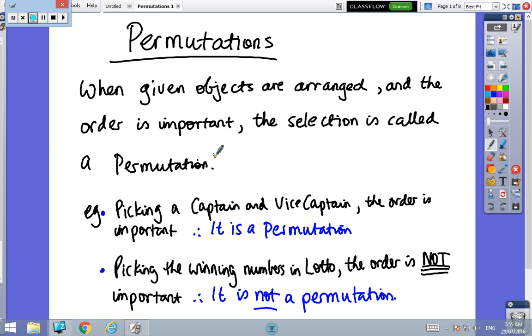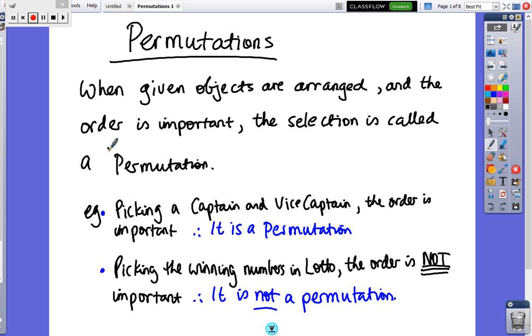Okay, so we're looking at the next part of the topic, which is talking about arrangements. The first one we're doing is called permutations. When you've got objects to arrange, and the order is important, what we do is called a permutation. Okay, so it's going on a circle there.